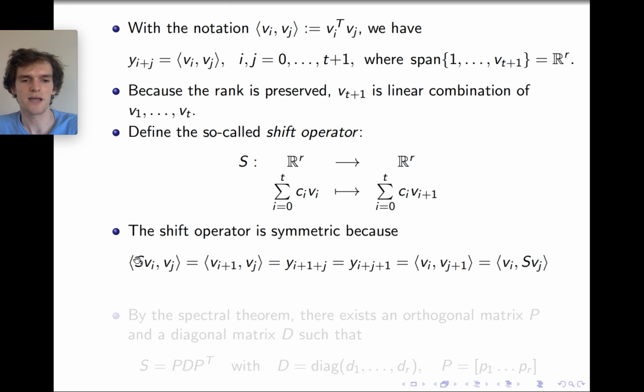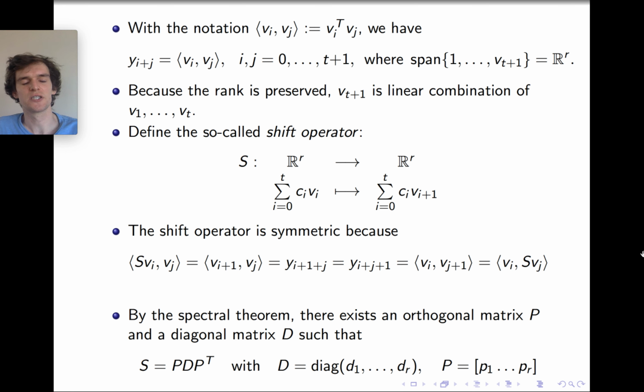Indeed, if you take S times Vi, inner product with Vj, by definition, this shift adds 1 to the index. Then here you use the Gramian formula, and here you can swap, and then here again you use this inner product formula, and this is just the definition of the shift, and so you can see it's symmetric. So implicitly what we're using here is the fact that we have a Hankel structure.